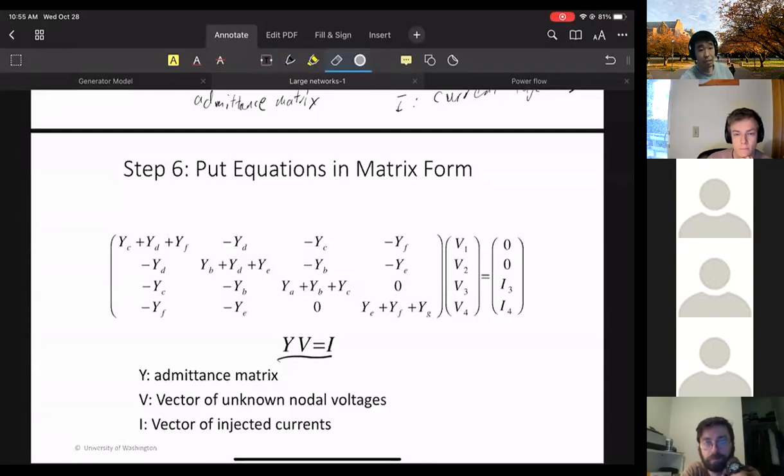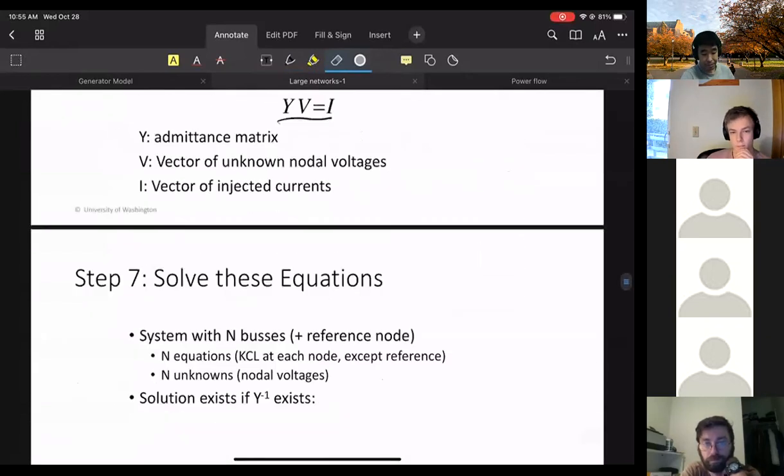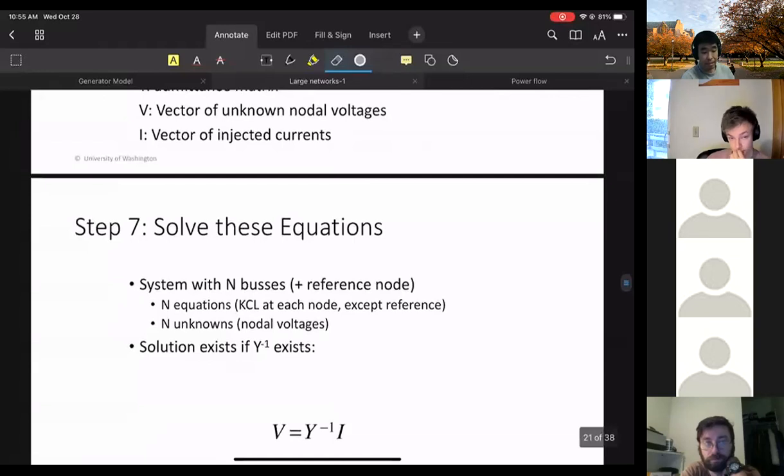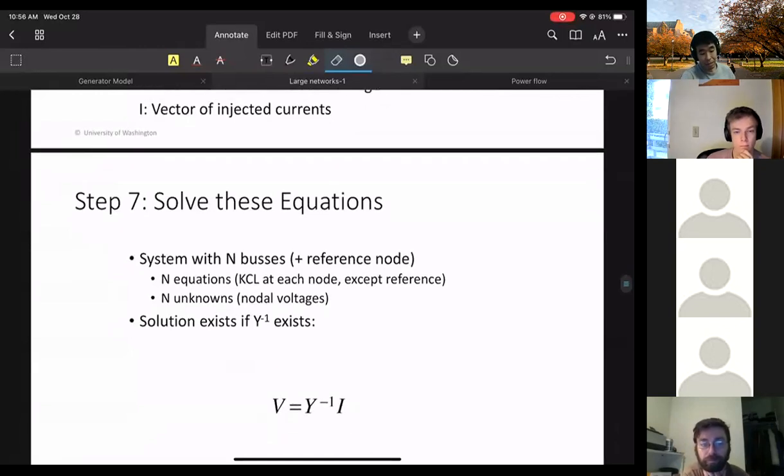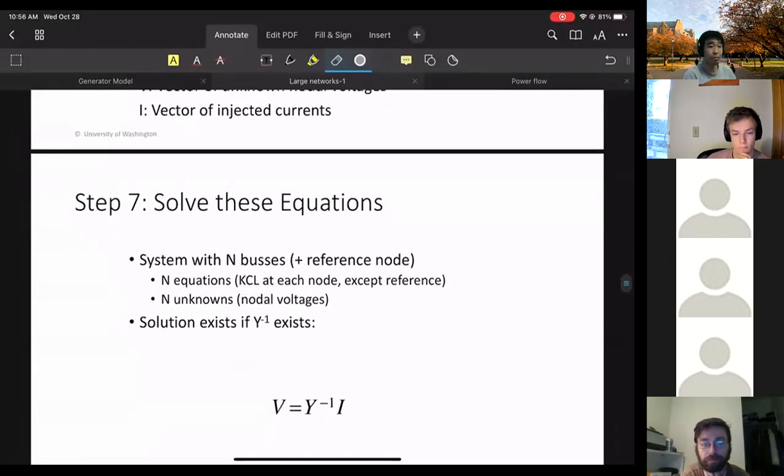So, okay, any questions here? All right, so this is a system of n equations, a linear system. It has n unknowns. We don't know the nodal voltages of the n equations. So I have a solution if Y is invertible. Okay, Y is invertible, I have a solution.